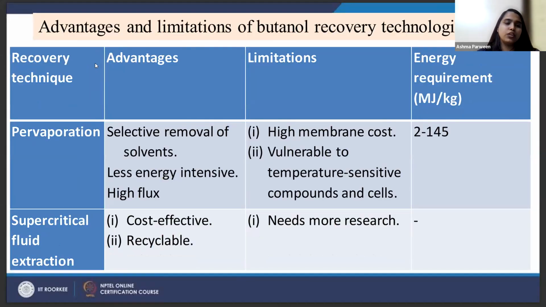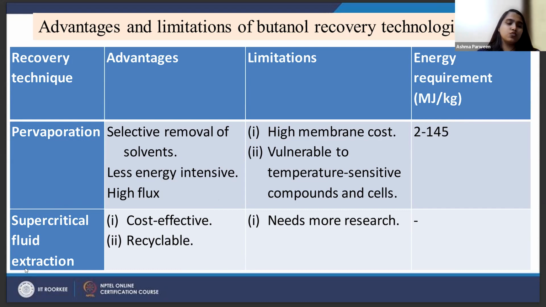Next is pervaporation. It involves the removal of selective solvents. It is a less energy intensive process, but there is a lot of cost associated with the membranes used, and these membranes are vulnerable to temperature and other compounds or contaminants present. So the energy requirement here is in the range of 2 to 145 megajoule per kg.